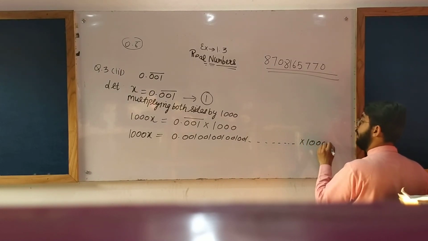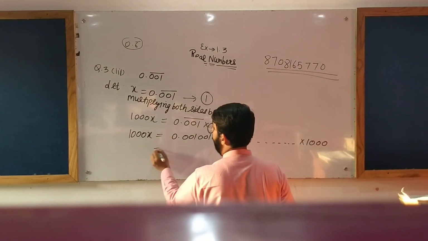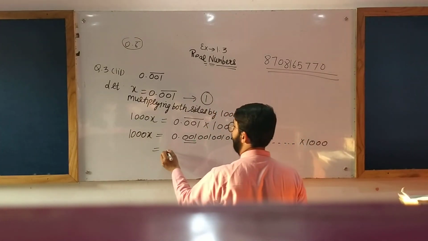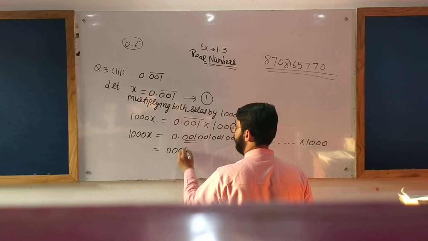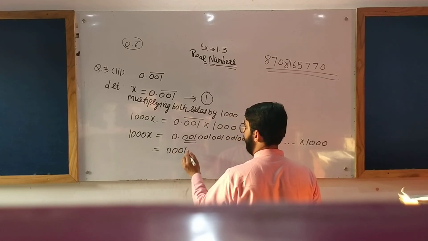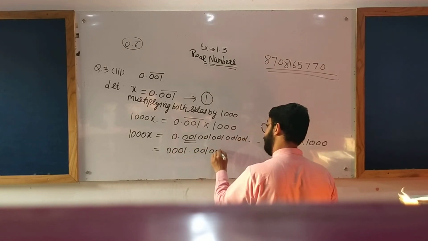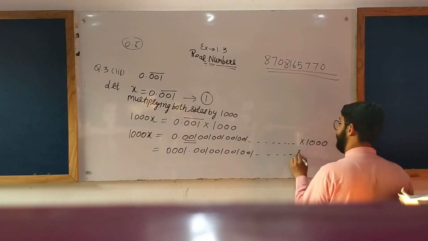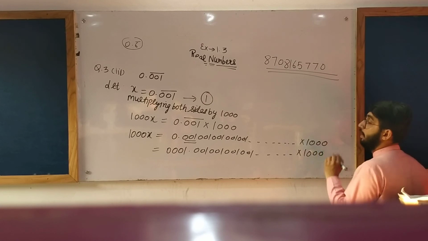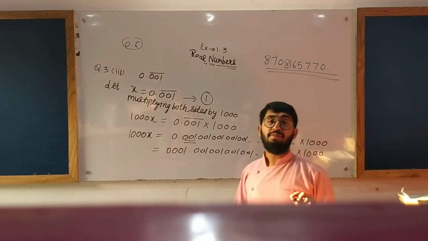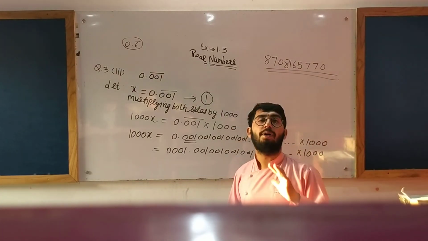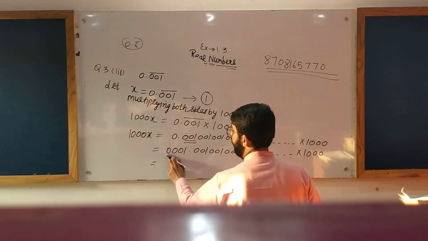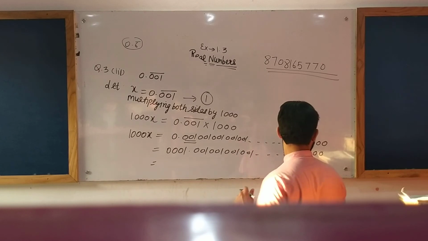When you multiply it by 1000, the 3 digits after the decimal will shift from right to left. It will be 0, 0, 0, 0, 0, 1 point 0, 0, 1, 0, 0, 1, 0, 0, 1, again an infinite number of times. Because from an infinite number of times, if you take away a single group, it doesn't make any difference. Keep it in mind.